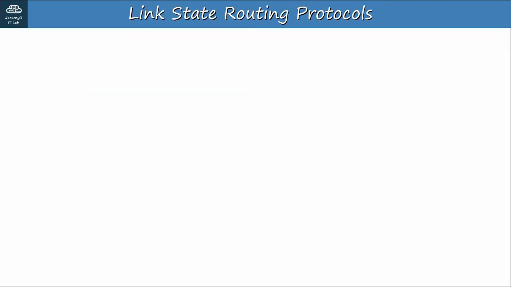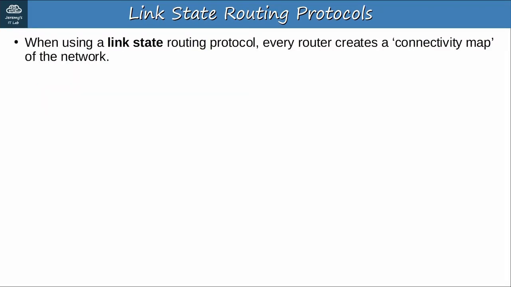Next, I'll briefly introduce link state routing protocols. When using a link state routing protocol, every router creates a connectivity map of the network. This map will be the same on each router.